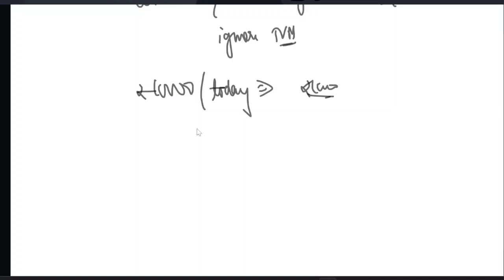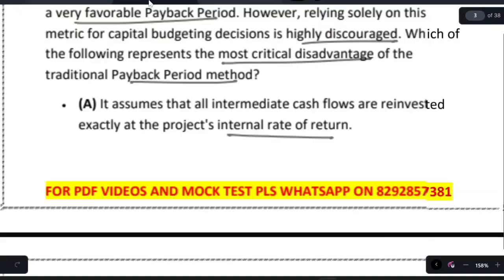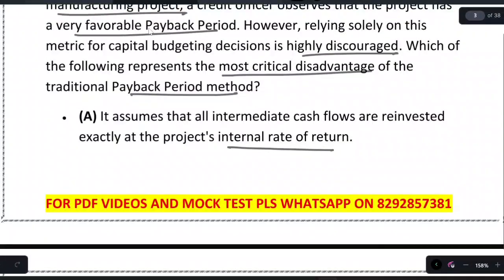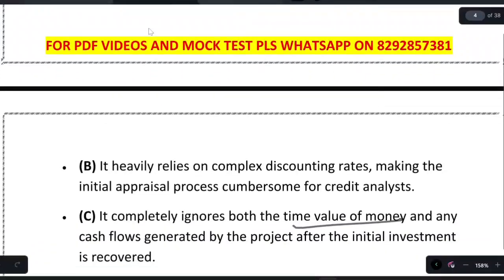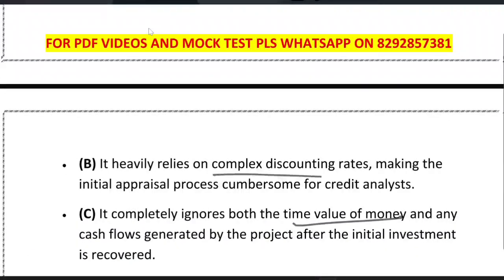But as a banker, we know that because of inflation and interest, money today is always worth more than money tomorrow. So now let's look at this particular question. That was the basic thing you need to keep in mind. Now they are asking you the critical disadvantage. Option A says reinvest at an IRR. This is the specific limitation of the IRR, not the payback period method, so this is wrong. B says complex discounting rate. The traditional payback period method does not use discounting at all, so this is false.